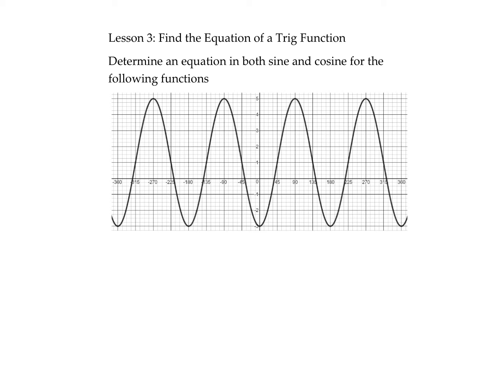In this lesson, we're going to look at how to find the equation of a trig function given the graph. So we want to find an equation in both sine and cosine for the following graph. So the first thing that we can determine is the middle. Remember that the middle is the sinusoidal axis, and we can find that by taking the top, adding it to the bottom, and dividing by 2.